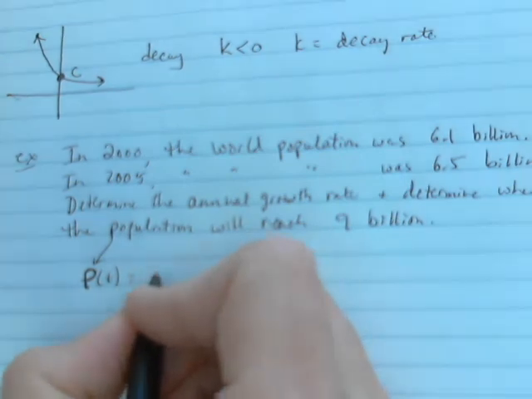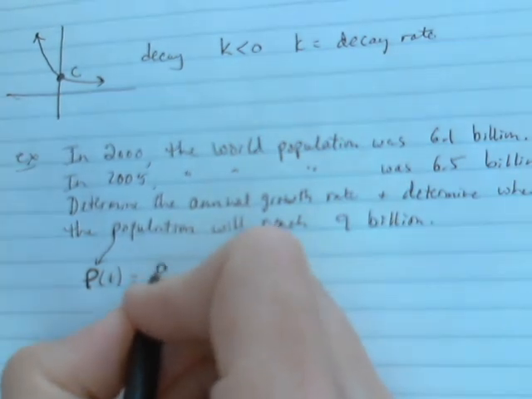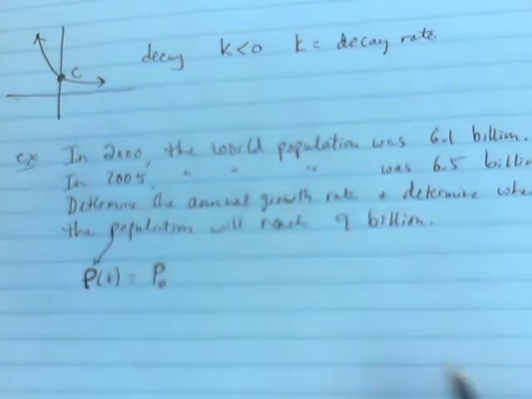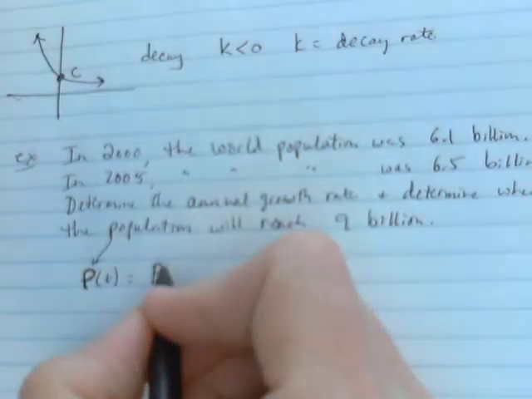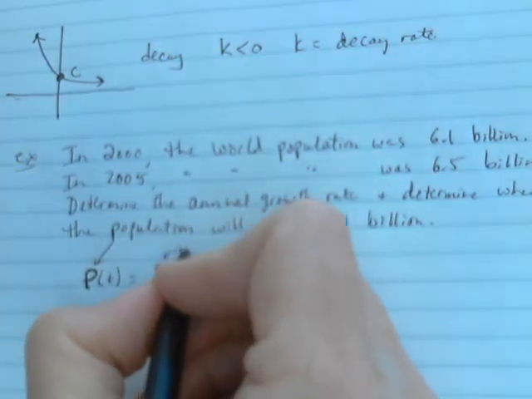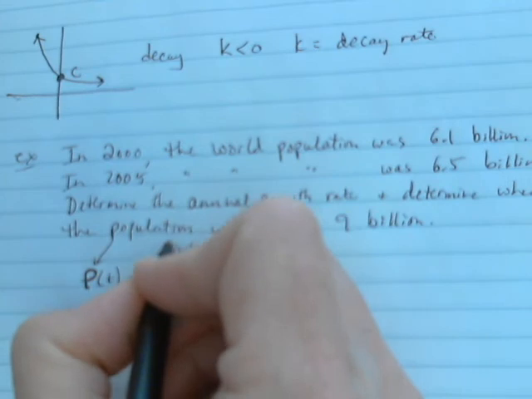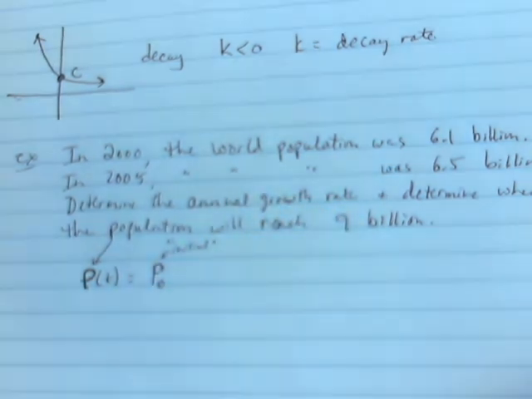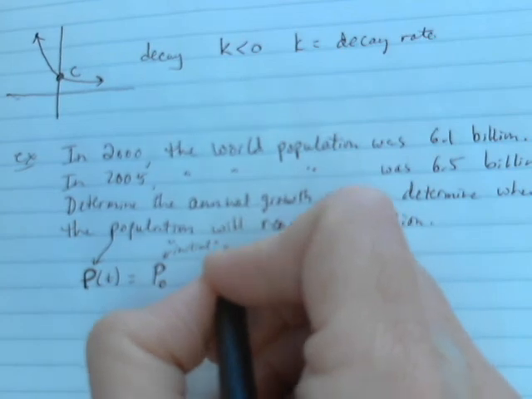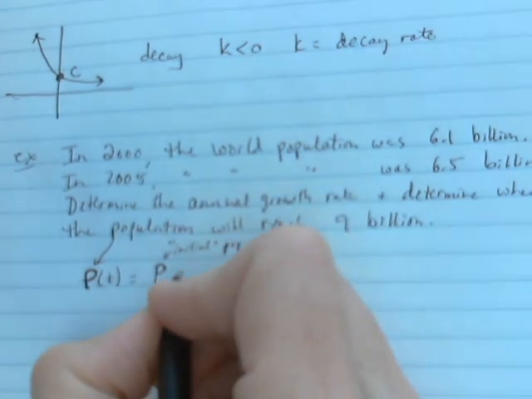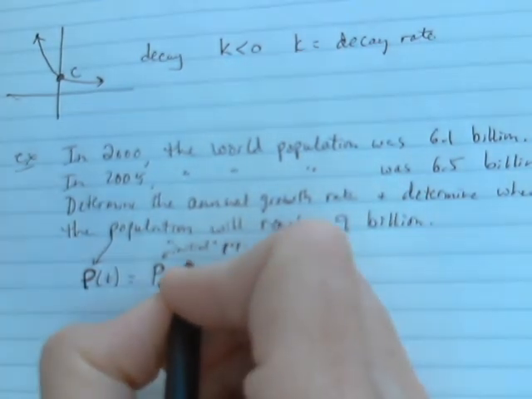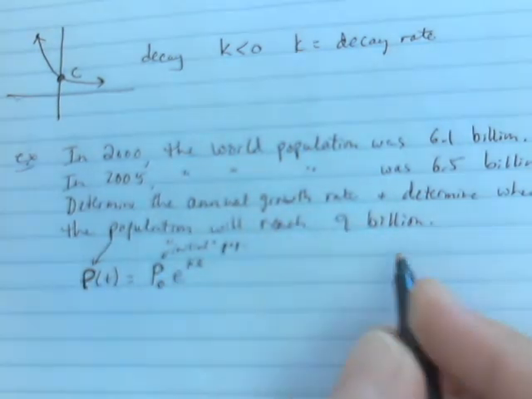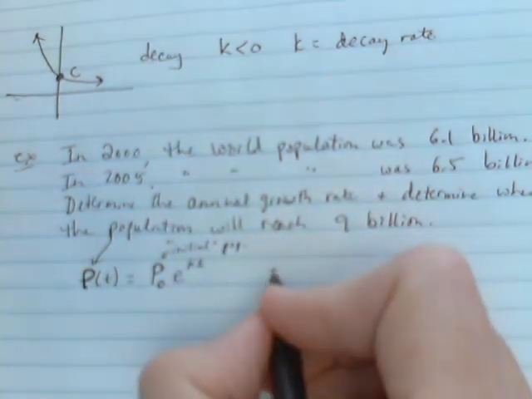Instead of c, I'm going to use, I think you're familiar with this from science class, P sub 0. That is called the initial population, initial being the very first population that we have data for. Initial population times e to the kt. And k will be our rate of growth. That's what we're solving for.